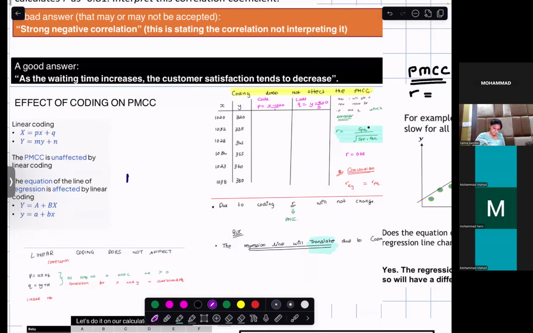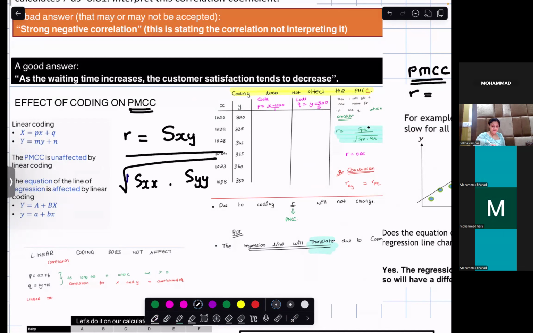R is the strength, the PMCC. R tells you the strength between the two variables. How do you calculate R? Sxy divided by the root of Sxx into Syy. If I code my data X into P and Y into Q, then it would be Spq divided by the root of Spp into Sqq.